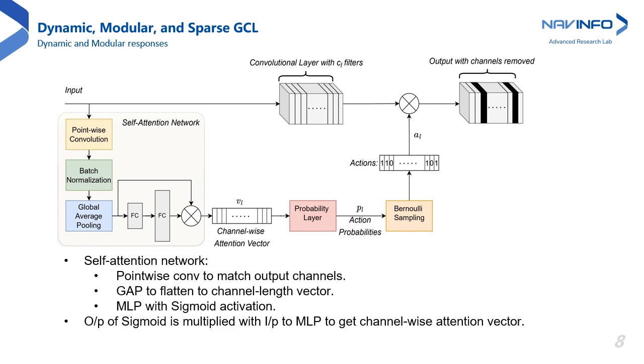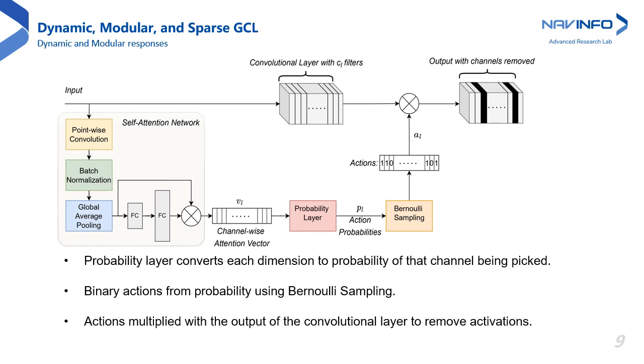The agent first processes the input using a self-attention network. This involves pointwise convolutions to match the output channels, global average pooling to flatten to a channel length vector, and a single layer MLP with sigmoid activation. The output of this MLP is multiplied by its own input to get a channel-wise attention vector. A probability layer converts each dimension of each channel-wise attention vector to the probability of the corresponding channel being picked. We use a sigmoid with temperature as a probability layer. The temperature controls the range of probabilities and ensures that enough activations are picked each time.